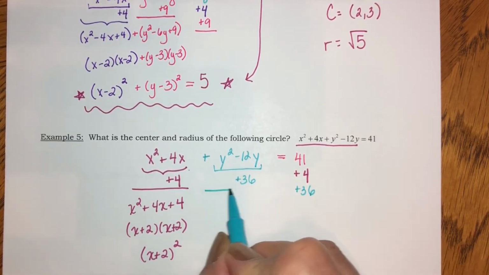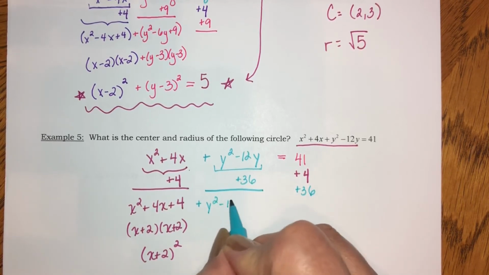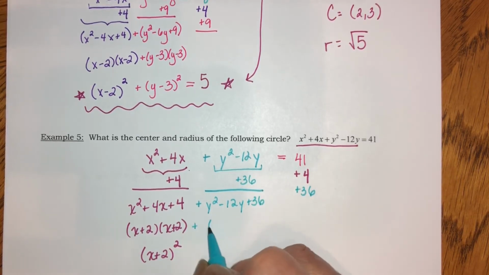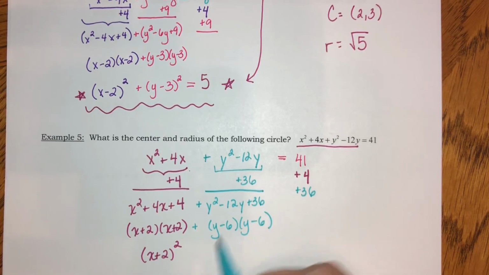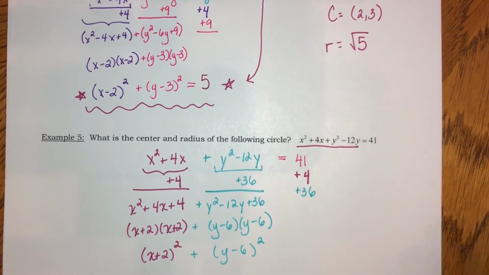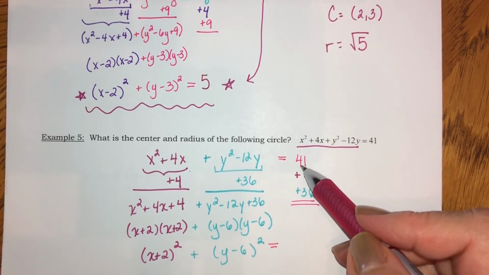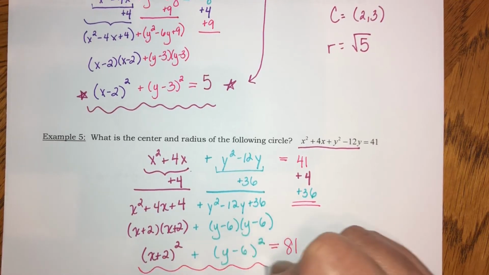When I do that on the left, my second set of terms here is now y squared minus 12y plus 36. Mess around with that for a minute and you realize that would factor to y minus 6 times y minus 6, which means I can write that as y minus 6 squared. And then over on the other side of the equation, what is that going to be equal to? Well, the 4 and the 36 that I added in, I also have to add to the 41. So my grand total here is equals 81.